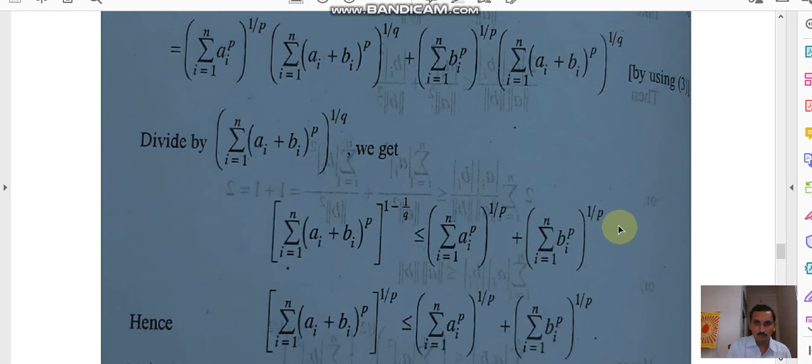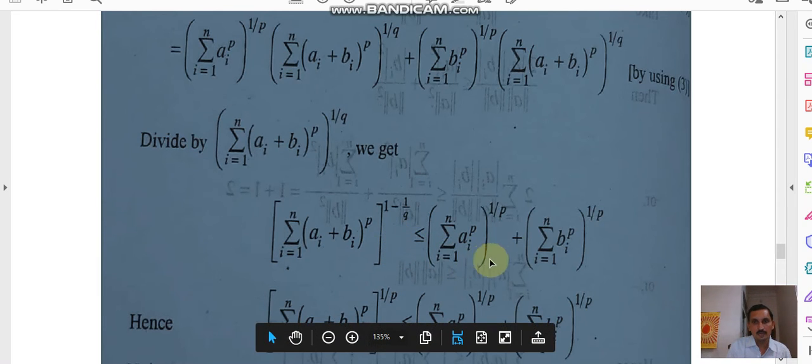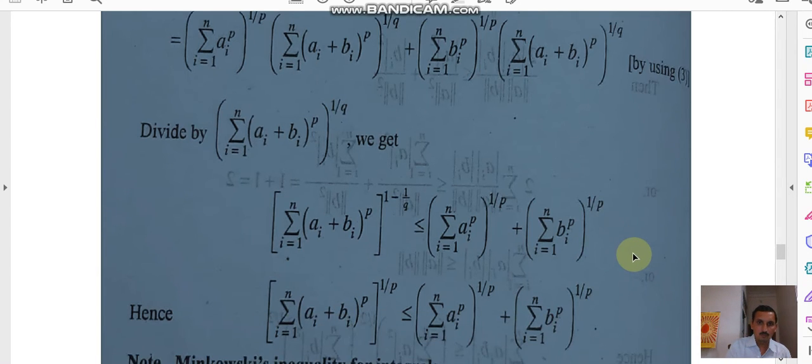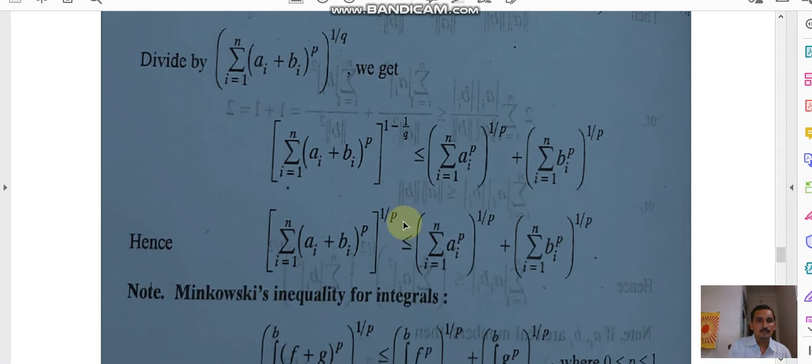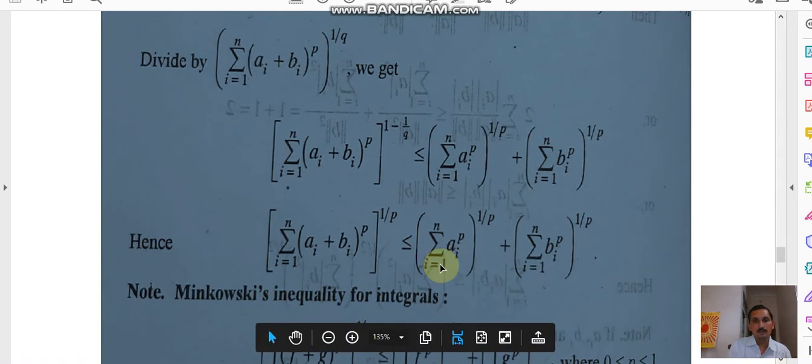So now we obtain this inequality: summation i equal to 1 to n of (a_i + b_i) to the power p, whole to the power 1 minus 1 by q, is less than or equal to summation i equal to 1 to n of a_i to the power p, whole to the power 1 by p, plus summation i equal to 1 to n of b_i to the power p, whole to the power 1 by p. So putting the value of 1 minus 1 by q, we obtain this Minkowski inequality.